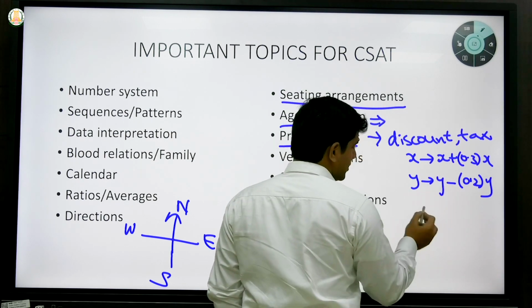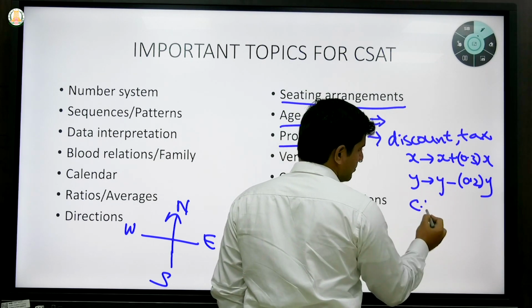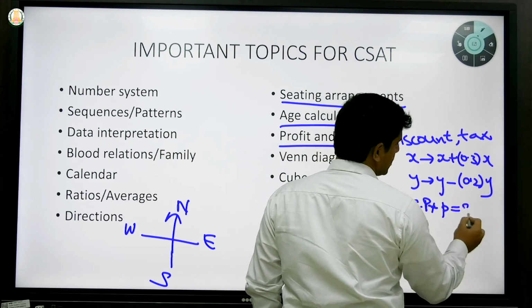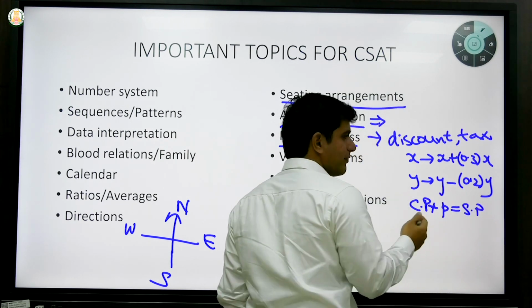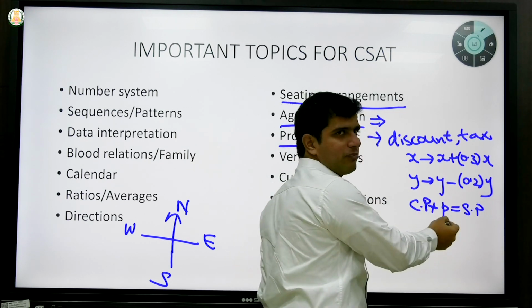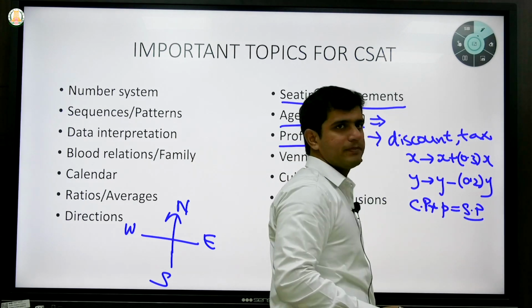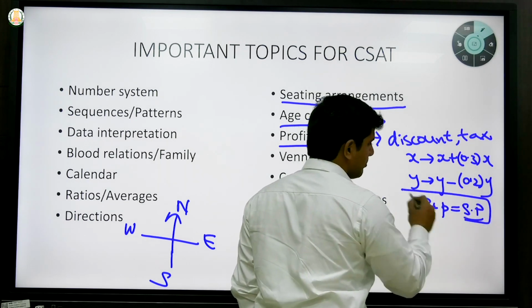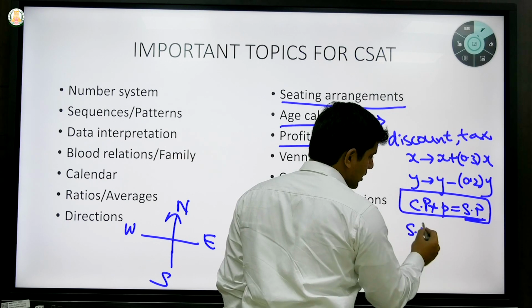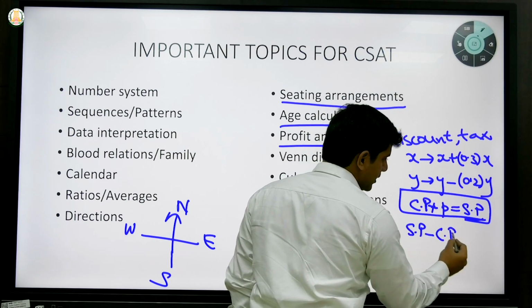And cost price, selling price, you know, basically cost price plus profit is selling price. That means if it costs me 10 rupees to produce a pen, I'll add 1 rupee of profit, and the selling price would be 11. So this is again a basic formula in profit and loss. This means your selling price minus your cost price is profit.